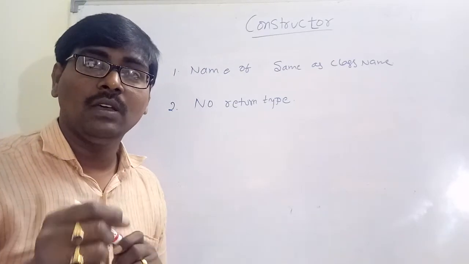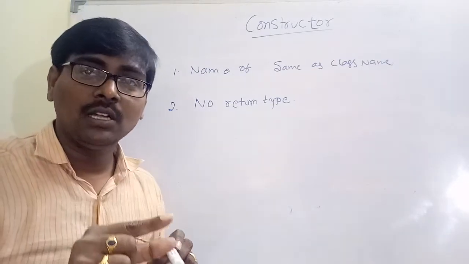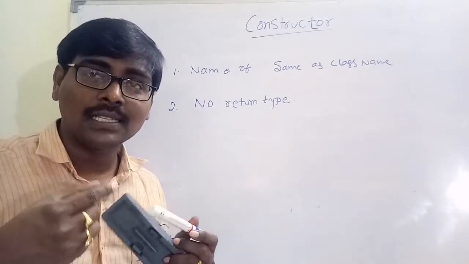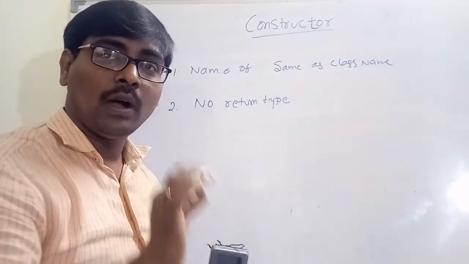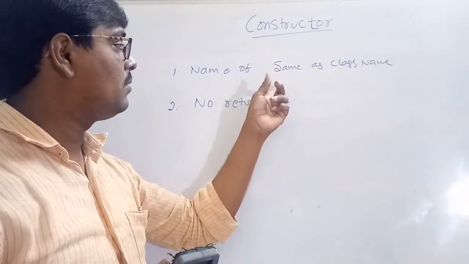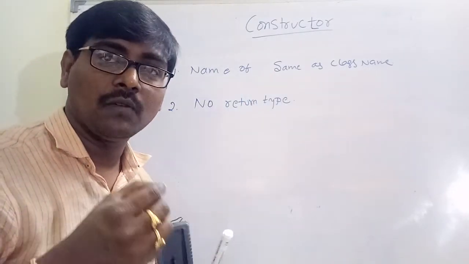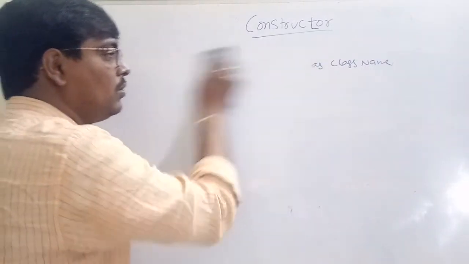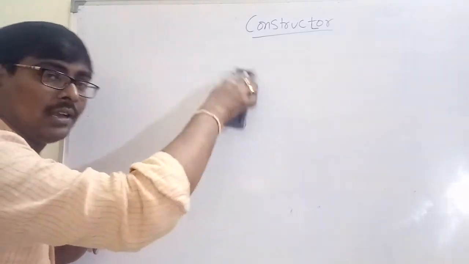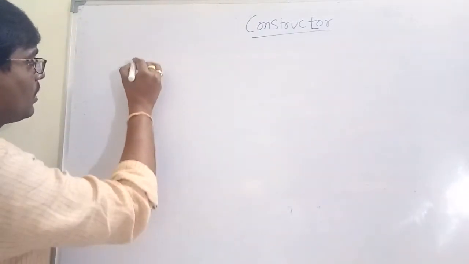That means even void is not allowed. Void is also a return type, meaning it does not return any value. But a constructor doesn't have even void. These two are very important properties for defining a constructor. Okay. Next, we will discuss one example that relates to all the points.